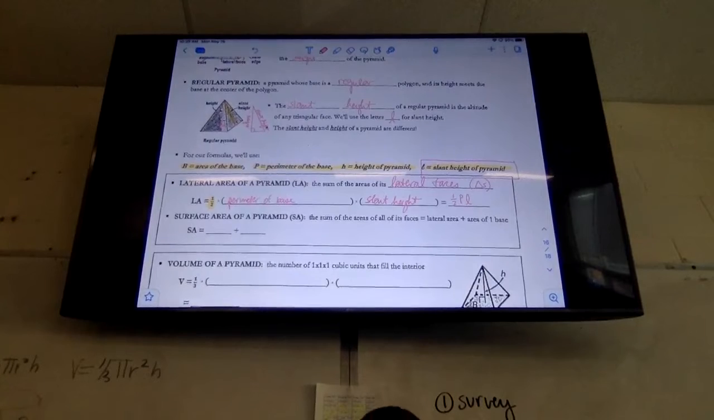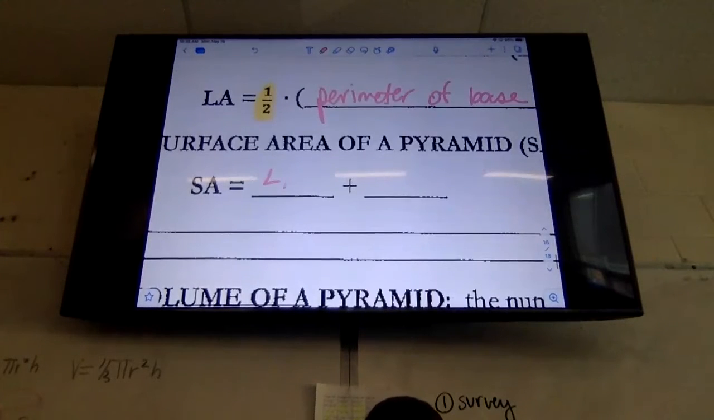The surface area is just like it was before. It's going to be the LA, but there's only one base, not two bases. So it's just going to be LA plus B. It's not going to be LA plus 2B. It's just going to be LA plus B.